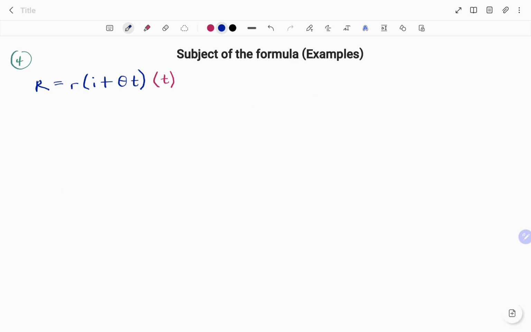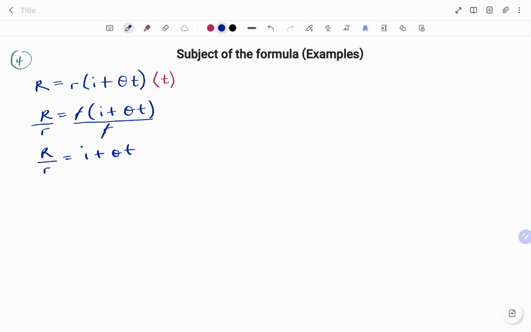In my last example, I have R equals r in bracket I plus theta t. I'm to make t the subject of formula. Making t the subject of formula, I need to first of all get rid of my r, and I will do that by dividing both sides by r. That's the small r. This cancels. I'm left with capital R over r equals I plus theta t.